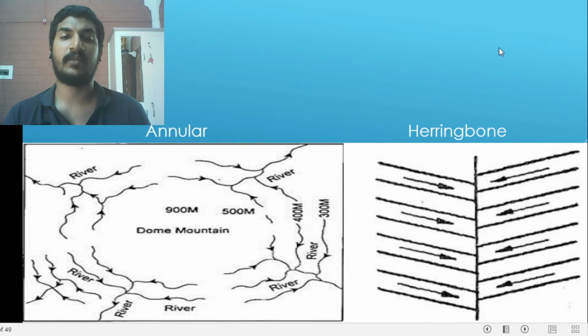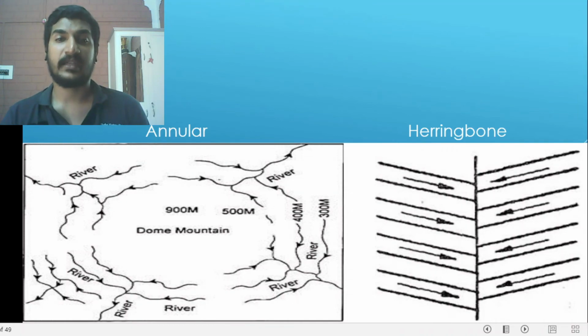The next one is the annular drainage pattern. The annular drainage pattern is also known as the circular pattern, and it is formed when the tributaries of the master consequent streams are developed in the form of a circle. Such a pattern is developed over a mature and dissected dome or mound characterized by a series of alternating bands of hard and soft rock beds.